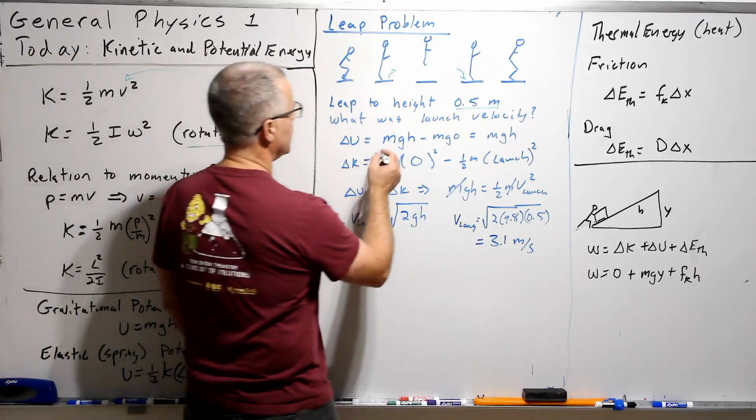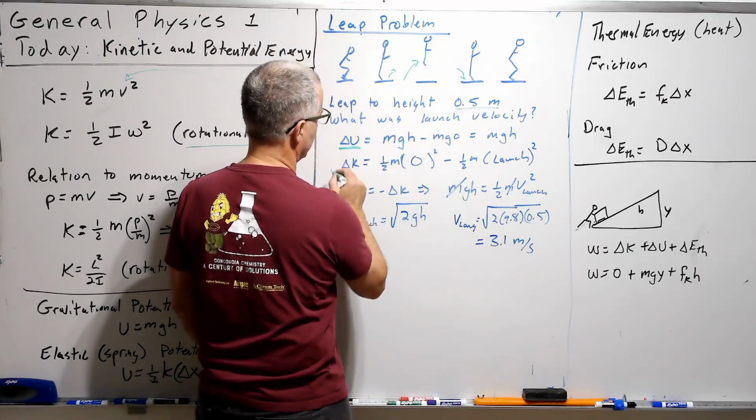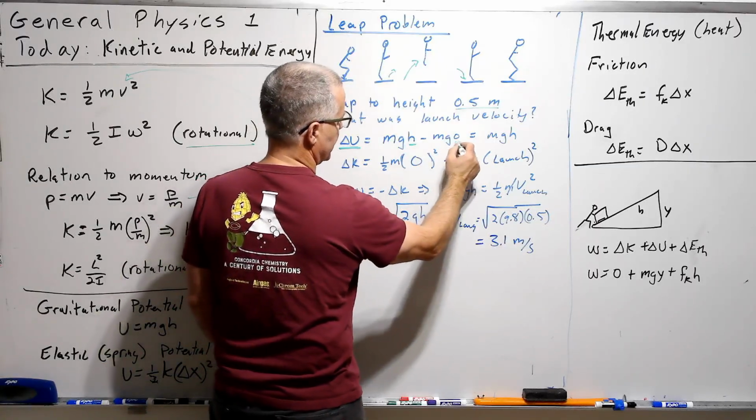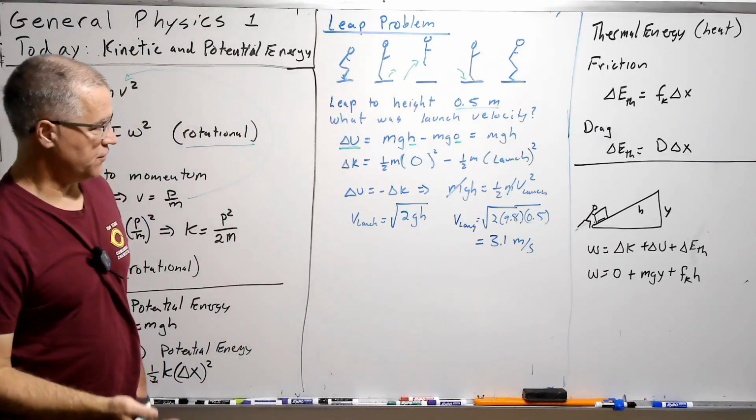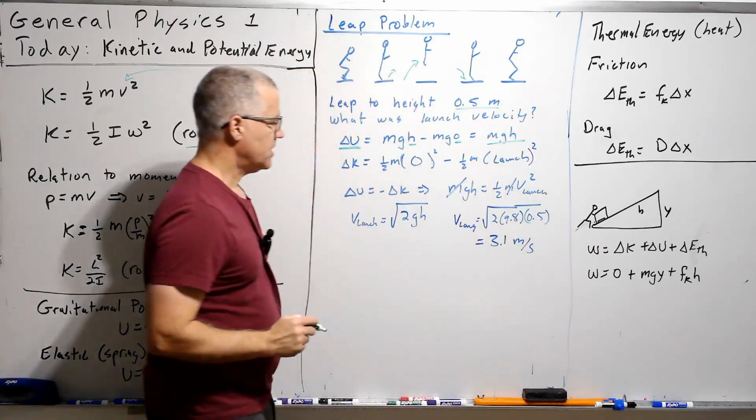So let's do it this way. We're going to reach this height, so let's calculate a delta U. That's going to be the final position of height h minus the initial position of 0. The floor is 0 here. So our delta U is going to be mgh.